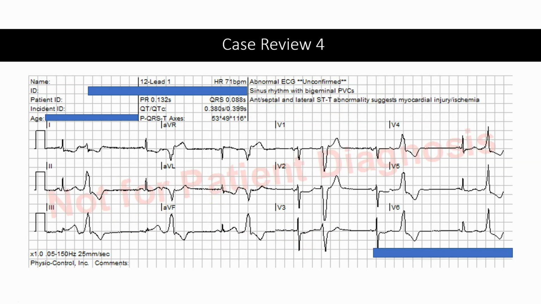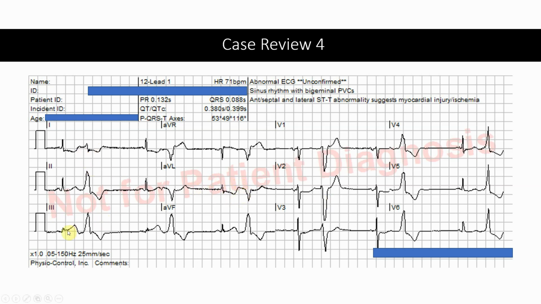Here's another case. I think what makes this case difficult is that there are a lot of PVCs. And when there's a lot of PVCs, it can distract you from what's really going on. There's some elevation in lead 3 that's really difficult to appreciate. But if you look at AVL, don't look at the PVC, but look at the native normal beats, there is massive ST depression.